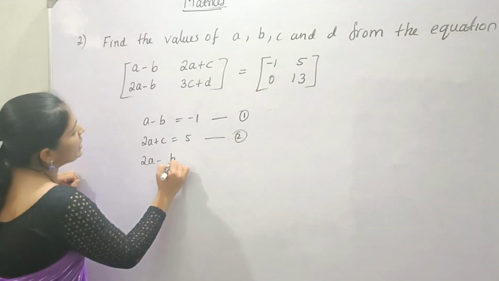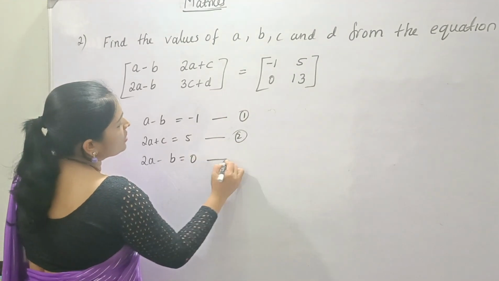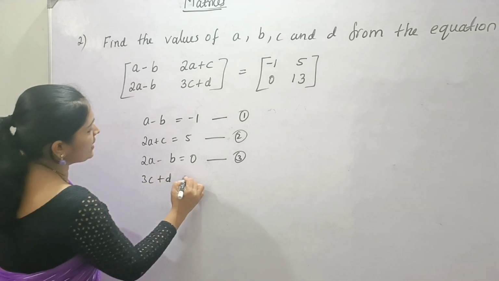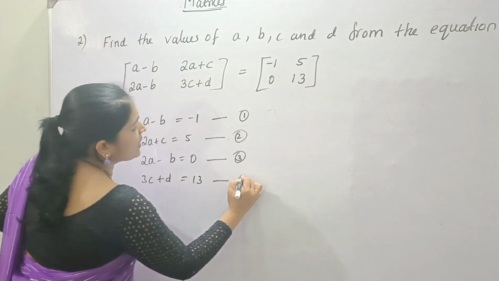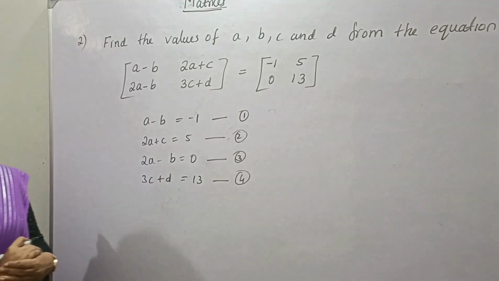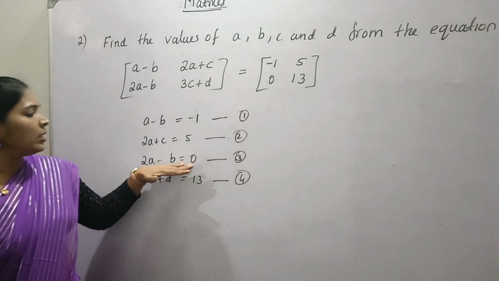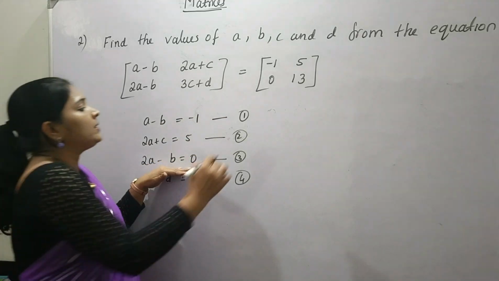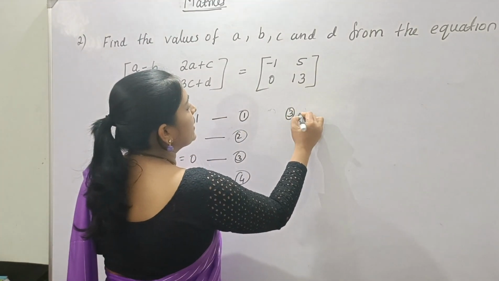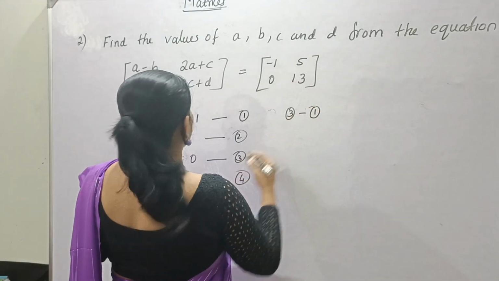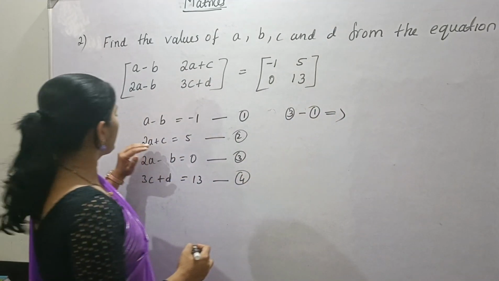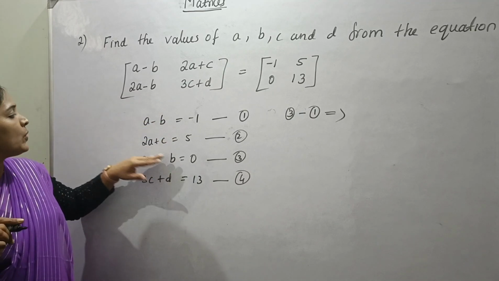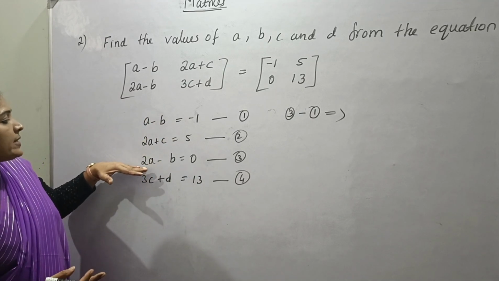2A minus B is equal to 0, third equation. 3C plus D is equal to 13, that is the fourth equation. Now here let us consider the first and third equations. Equation third minus first one. This gives, see here, because its coefficient is 1, right? So let us subtract these equations.